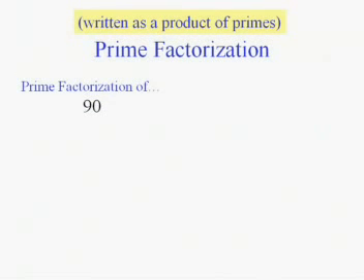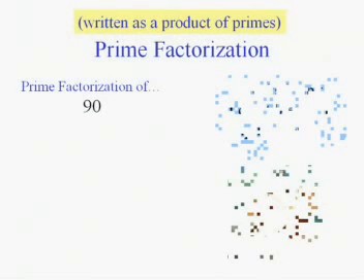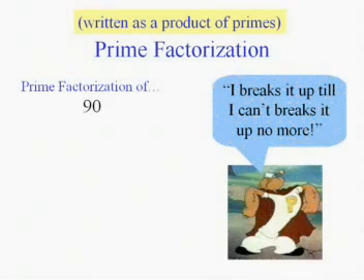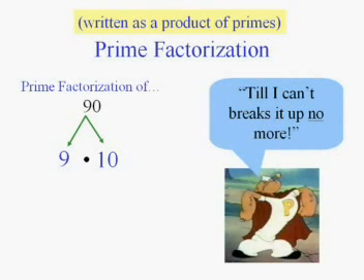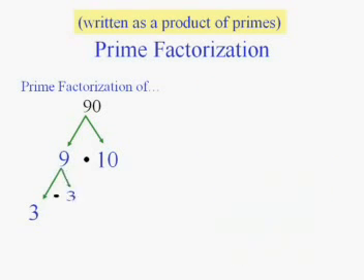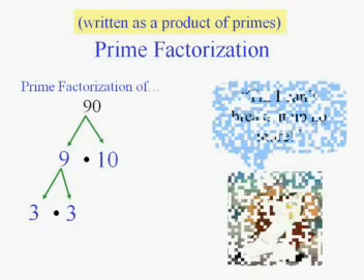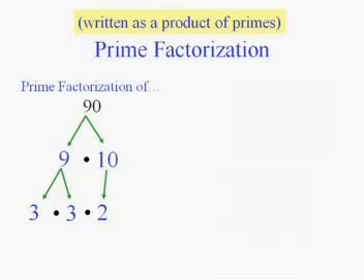I'll give you another example. The prime factorization of 90. Now it doesn't really matter how you start. I'm going to break it up any way and then just keep breaking it up till it can't be broken up anymore. I know it's 9 times 10. Now both of those can be broken up further. So I'll break 9 up into 3 and 3, and 10 up into 2 and 5.